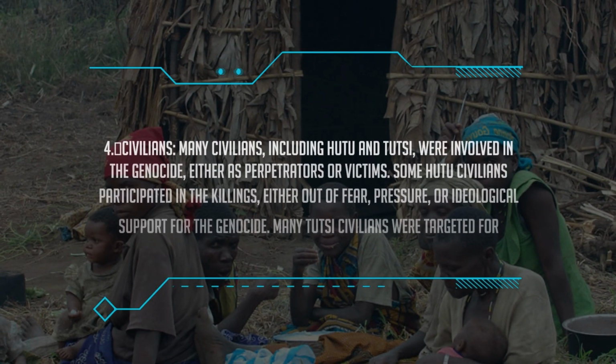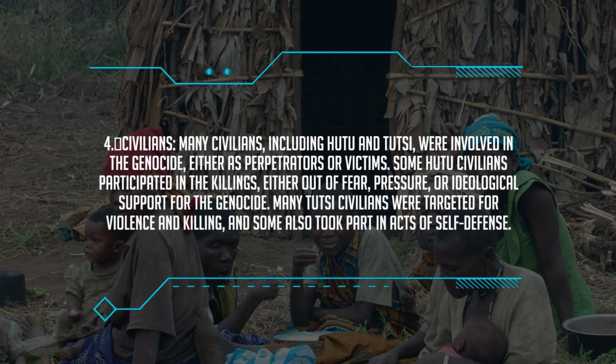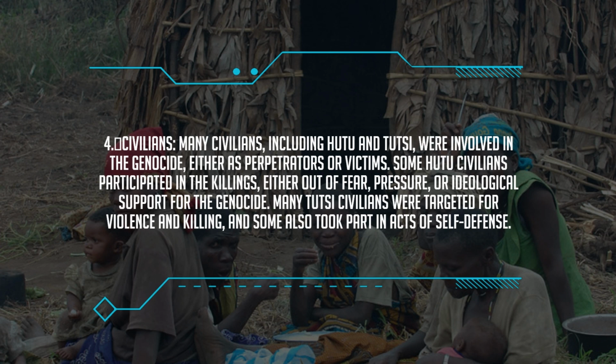4. Civilians. Many civilians, including Hutu and Tutsi, were involved in the genocide, either as perpetrators or victims. Some Hutu civilians participated in the killings, either out of fear, pressure, or ideological support for the genocide. Many Tutsi civilians were targeted for violence and killing, and some also took part in acts of self-defense.